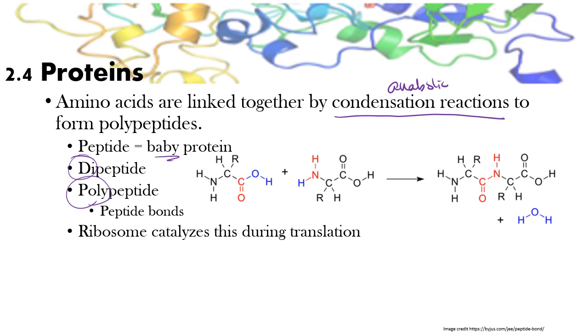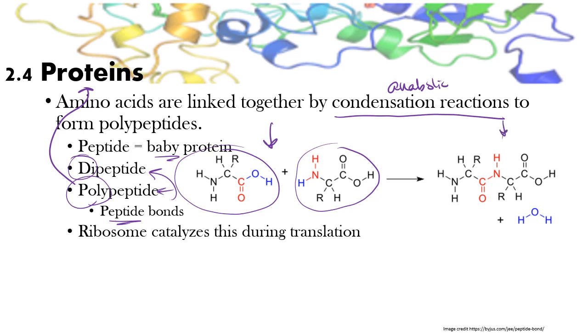We could need to process those to turn them into functional proteins. Peptide bonds are what hold those amino acids together. And our dipeptides and polypeptides are proteins. Here is an example of a condensation reaction making a dipeptide. So here we have one amino acid, here we have another amino acid, and here we have a dipeptide.